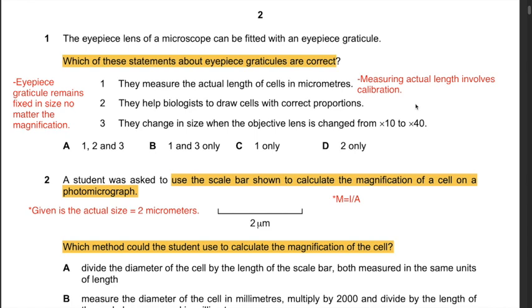Eyepiece graticule remains fixed in size no matter the magnification. Therefore, statement 3 is incorrect. Statement 1. Measuring the actual length involves calibration. You cannot measure the actual length simply by looking at the eyepiece graticule. Eyepiece graticule only helps when drawing plan diagrams or drawing cells with correct proportions. Therefore, the answer is D, 2 only.